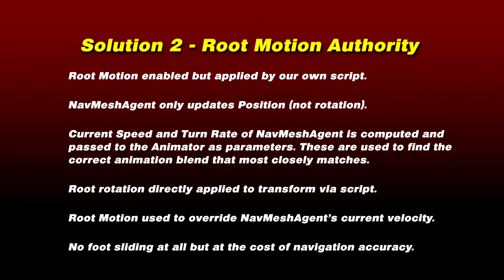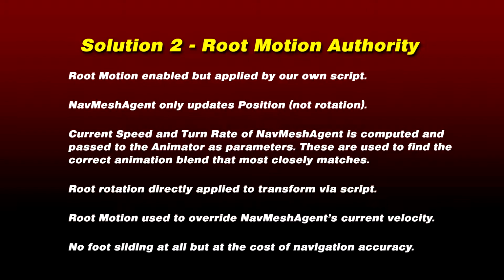We use this desired velocity vector to calculate a speed and a turn angle that we can then use as parameters for our animation state machine. What we are saying to the animator is essentially, this is the speed, the direction, and the rotation that the NavMesh agent wants us to perform. Please find the animation in your blend tree that most closely matches this.